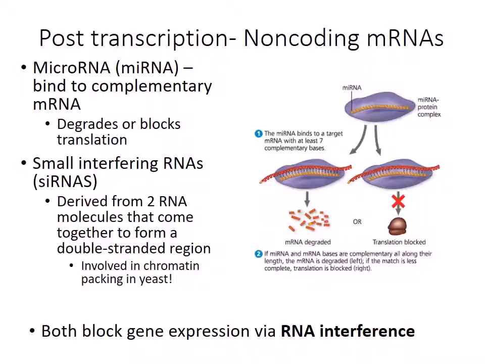There's also small interfering RNAs that are actually derived from two RNA molecules that come together to form this kind of double-stranded region, right? We told you RNA was single-stranded, but it can be double-stranded, and that can also block translation. And it's actually involved in chromatin packing in yeast, which is kind of exciting. But both microRNAs and small interfering RNAs are going to block gene expression by RNA interference, which is a great name for this, right? Because it's interfering with the RNA, so it's called RNA interference.